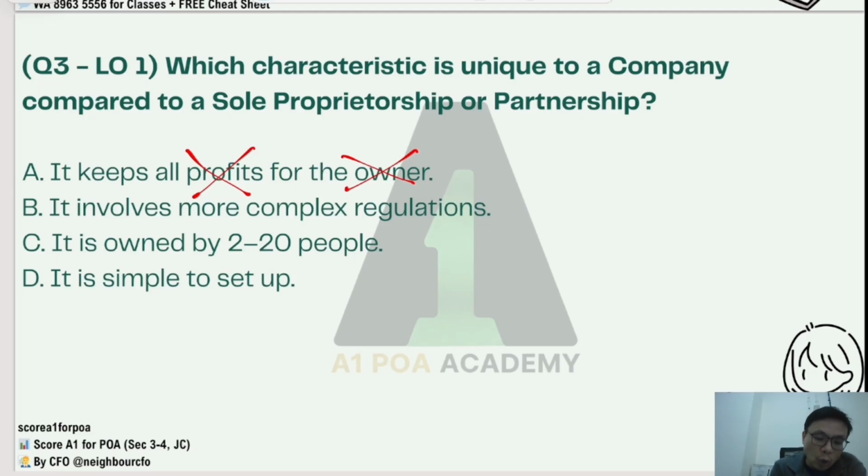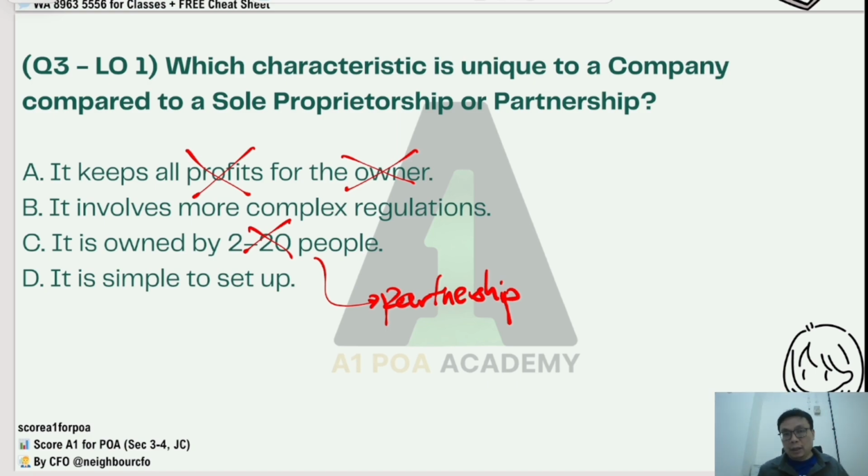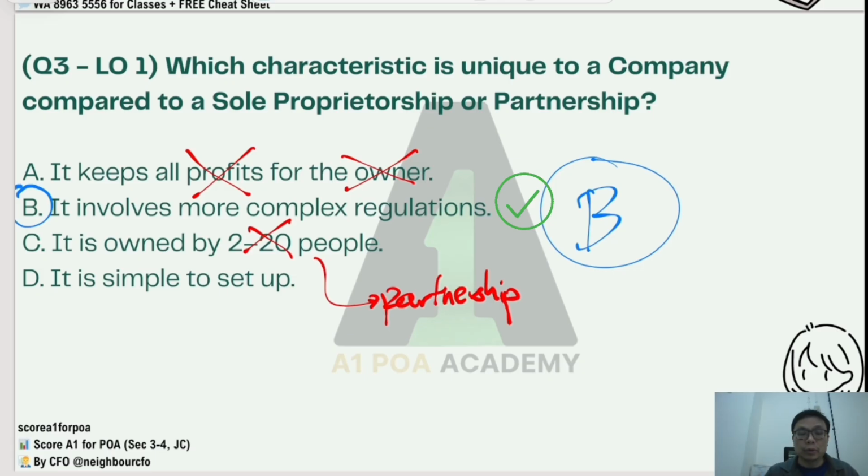C, it is owned by 2 to 20 people. No, this is the characteristic of a partnership. Let us now look at D. D, it is simple to set up. Relative to a sole proprietorship or partnership, a company is for sure harder to set up. And therefore, the answer will be B. Let us now go to the next question.